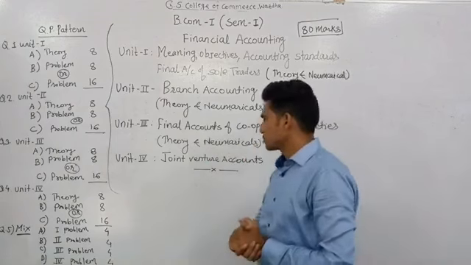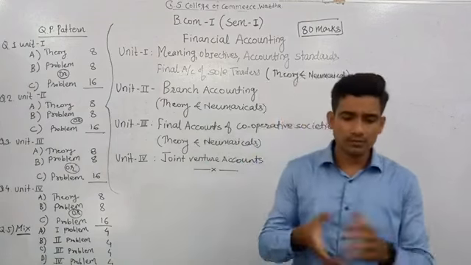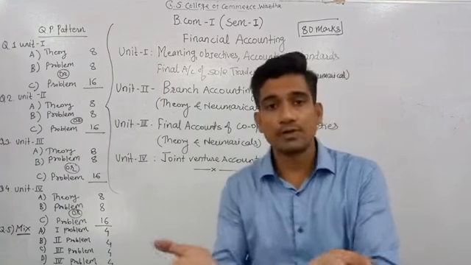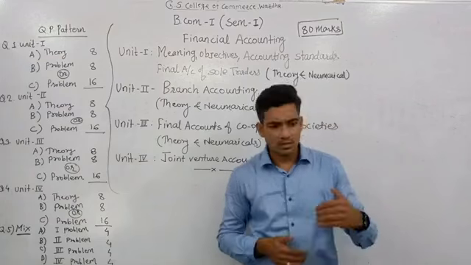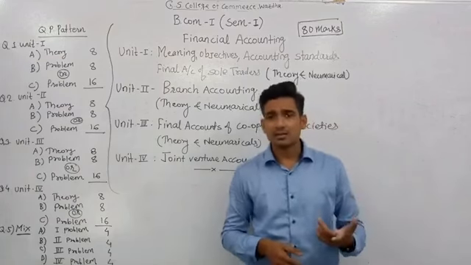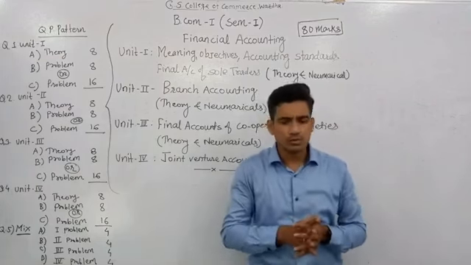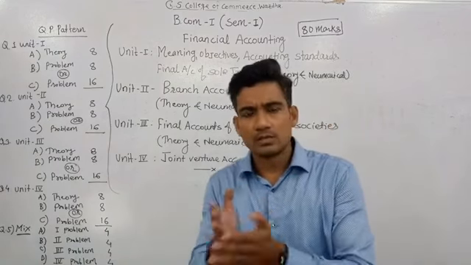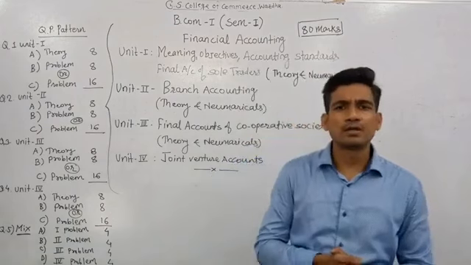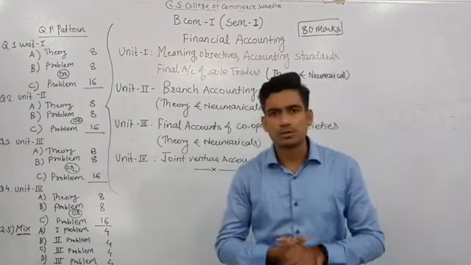Moving to the last unit is joint venture accounts. Actually, let us see what a venture is. A venture can be anything. If you want to start any type of work, start any type of project, a startup, that can be called a venture. So the venture is being started. If there is more than one person involved in that venture, that can be called joint venture accounts.